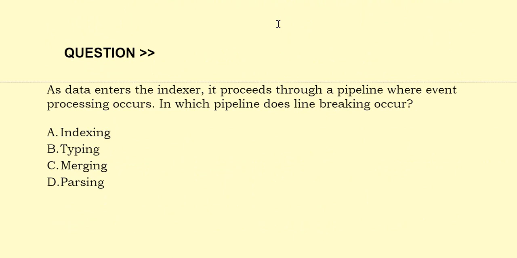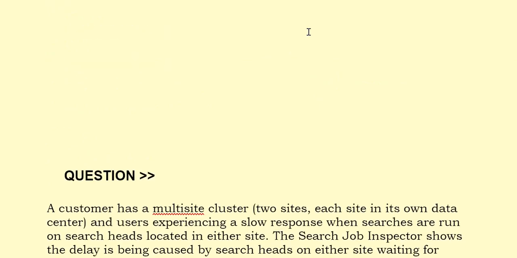As data enters the indexer, it proceeds through a pipeline where event processing occurs. In which pipeline does line breaking occur? Option A, indexing. Option B, typing. Option C, merging. Option D, parsing. The correct answer is option D. Moving towards the next question.